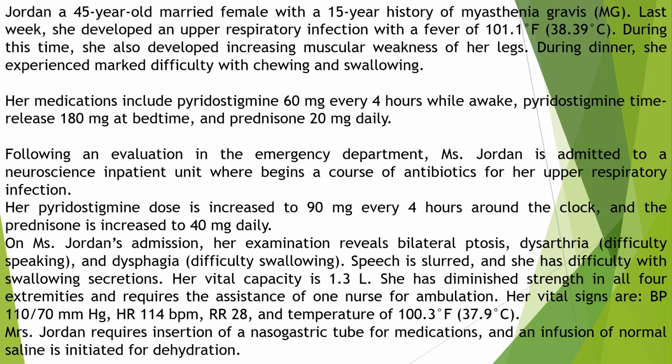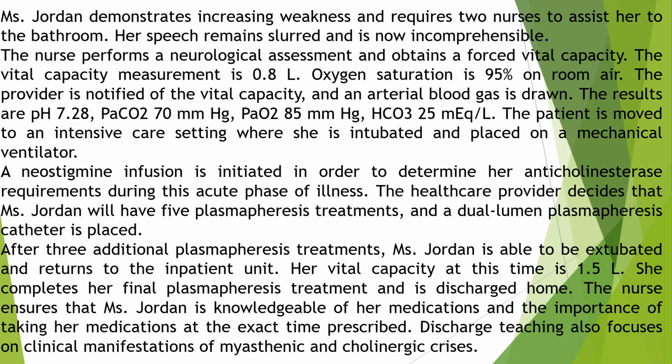Ms. Jordan requires insertion of a nasogastric tube for medication and an infusion of normal saline is initiated for dehydration. Ms. Jordan demonstrates increasing weakness and requires 2 nurses to assist her to the bathroom. Her speech remains slurred and is now incomprehensible. The nurse performs a neurological assessment and obtains a forced vital capacity. The vital capacity measurement is 0.8 liter. Oxygen saturation is 95% on room air.